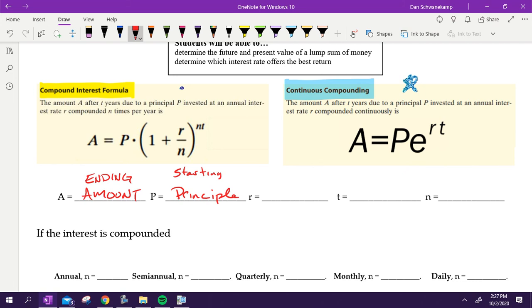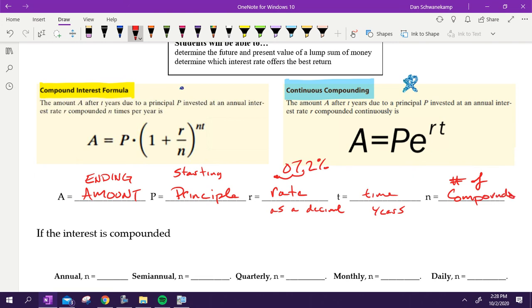R is going to be the rate, and we need to write it as a decimal. So, for example, if I said something was 5%, what would you actually use? 0.05. What about 7.2%? 0.072. So if it's 7.2%, remember you just move that decimal 2 spots. That's my new number. T is going to stand for time. And 99% of the time when we're dealing with money, we're talking in years. And n is going to be the number of compounds.